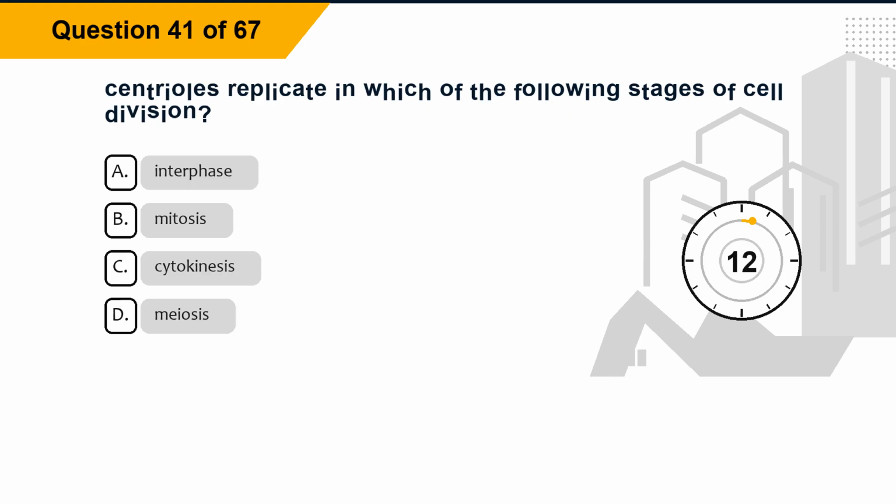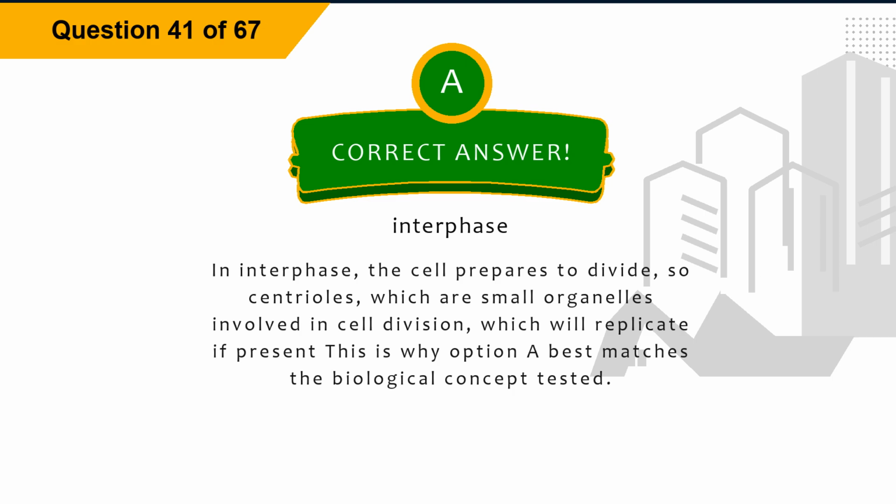Question 41. Centrioles replicate in which of the following stages of cell division? Option A, interphase. Option B, mitosis. Option C, cytokinesis. Option D, meiosis. The correct answer is option A, interphase. Explanation. In interphase, the cell prepares to divide, so centrioles, which are small organelles involved in cell division, will replicate if present. This is why option A best matches the biological concept tested.